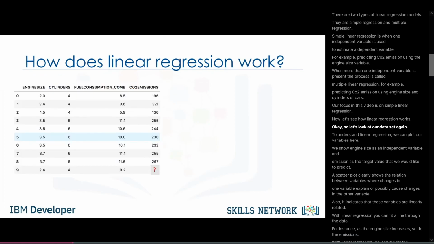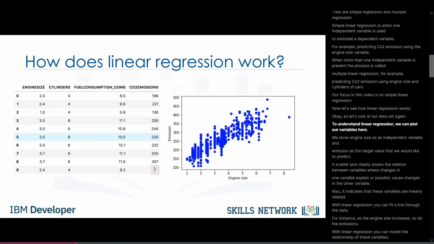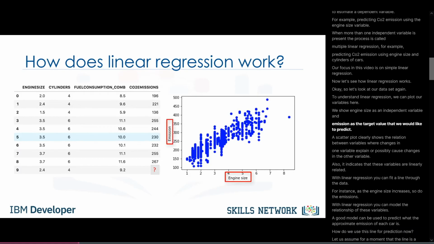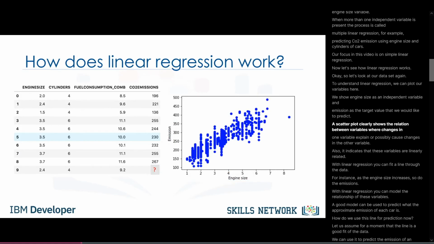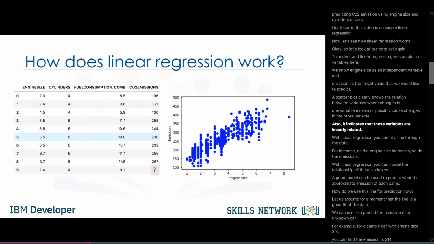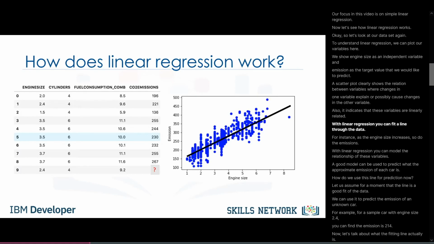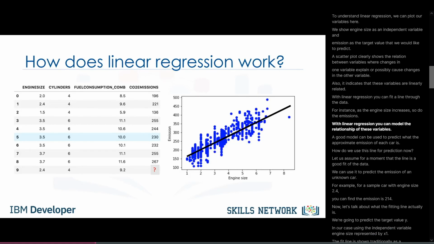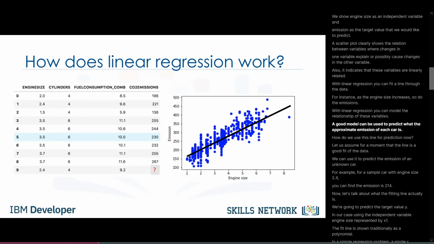Okay, so let's look at our data set again. To understand linear regression, we can plot our variables here. We show engine size as an independent variable and emission as the target value that we would like to predict. A scatter plot clearly shows the relation between variables where changes in one variable explain or possibly cause changes in the other variable. Also, it indicates that these variables are linearly related. With linear regression, you can fit a line through the data. For instance, as the engine size increases, so do the emissions. With linear regression, you can model the relationship of these variables. A good model can be used to predict what the approximate emission of each car is.